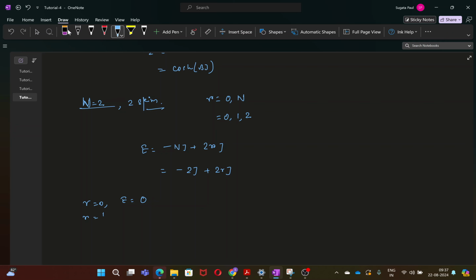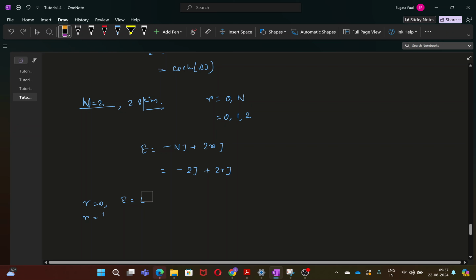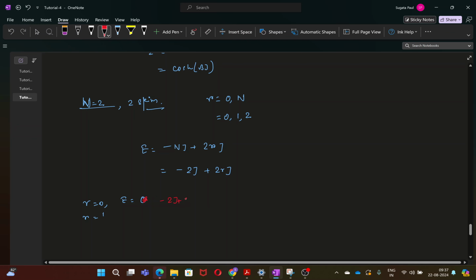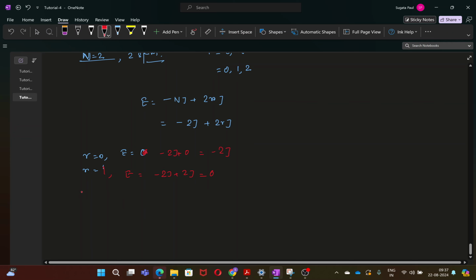Sorry, for R equal to 0, it will be minus 2j. Okay, some problem is happening. So it is just minus 2j plus 0, which is minus 2j. And for R equal to 1, it is minus 2j plus 2j, which is 0. And for R equal to 2, it is minus 2j plus 4j, equal to plus 2j.